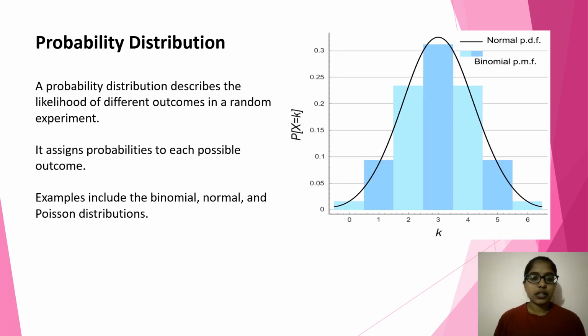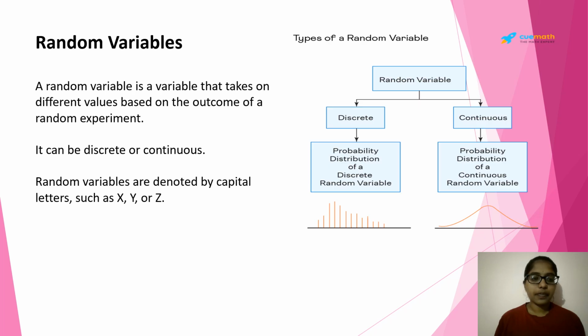Probability distribution. A probability distribution describes the likelihood of different outcomes in a random experiment. It assigns probabilities to each possible outcome. Examples include binomial, normal, and Poisson distributions.